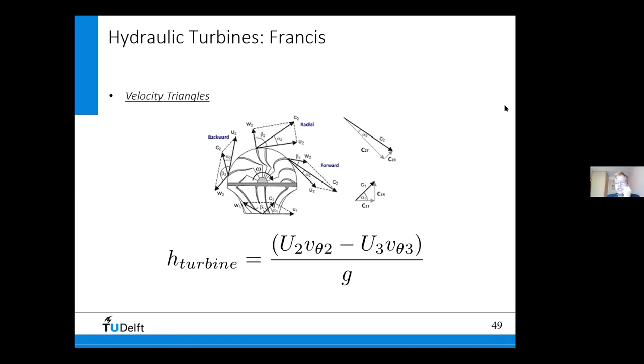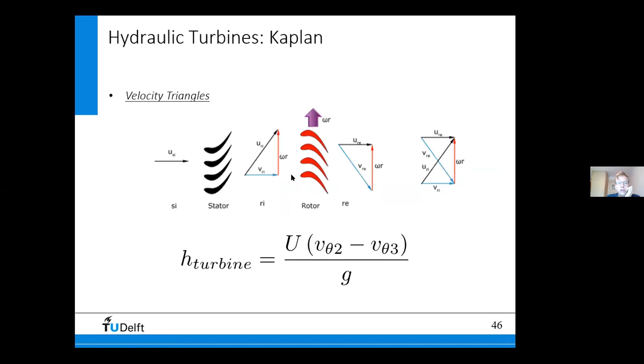It's possible to change the pitch of the Kaplan turbine? Yes, in certain situations, depending on the flow, they can change the angle of the stator. Normally you don't, but in some cases you can also change the pitch of the rotor. That's the more advanced option, but it's possible. Both the stator and the rotor pitch can be changed in a Kaplan turbine. It's more expensive, but you increase your operational range and the high-efficiency operational range.